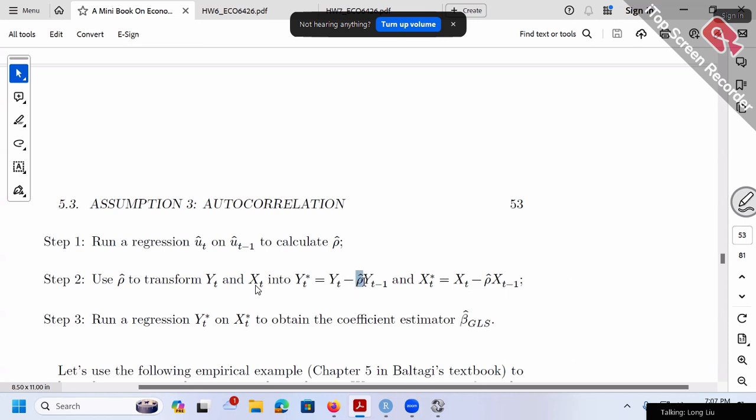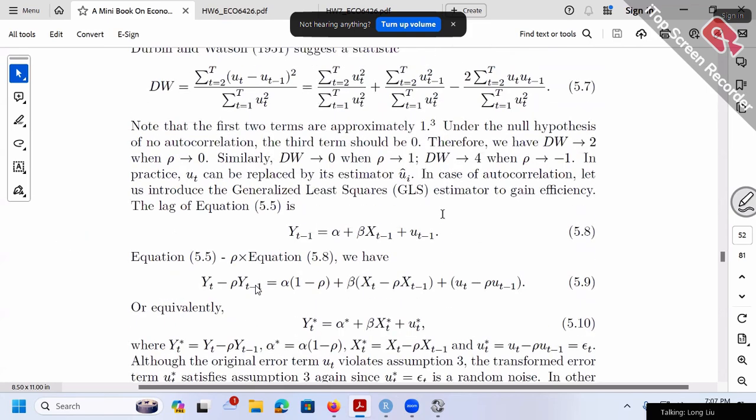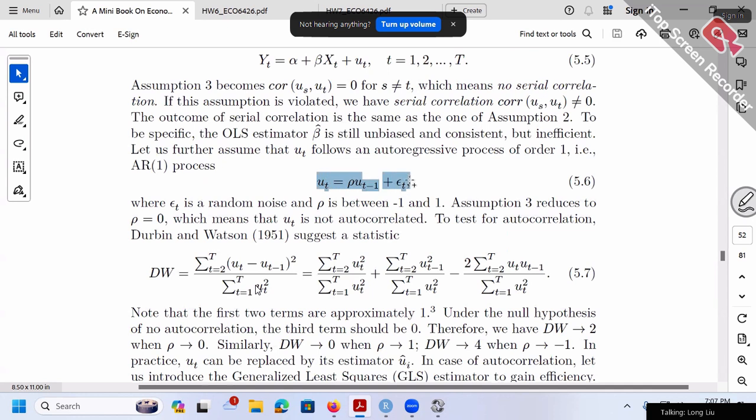Since we need the rho to do the transformation, our step number one is we need to calculate something called rho hat, right? Because the true value rho, we never know. We have to estimate the value rho. How do we calculate rho? Very simple. We run the regression of u hat t over u hat t minus one to calculate rho. In other words, again, we go back to this equation. If we know ut and ut minus one, we can simply run the regression of ut over its lag, last year, to calculate the rho hat. Since we don't know the true value of ut and ut minus one, what shall we do? We replace the two by OLS residuals.